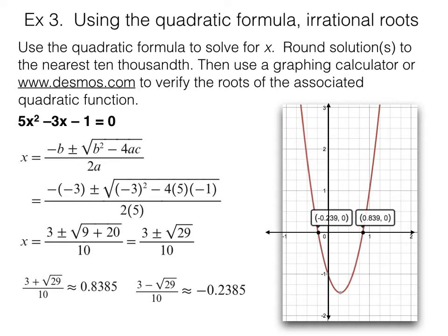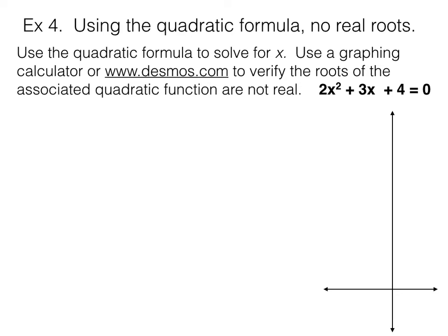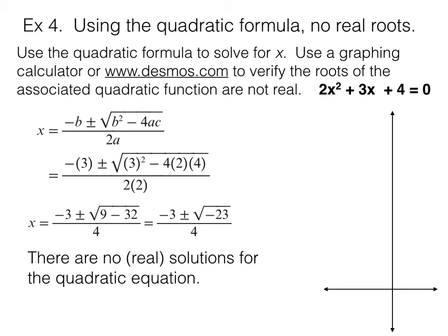Okay, will there ever be a case where there's no solution? And how do we determine that from the quadratic formula? Well, here we have a quadratic equation in standard form. a is 2, b is 3, and c is 4. So we can use our quadratic formula and substitute in our values and simplify. But notice underneath the radical is a negative. There is no real number which is the square root of negative 23. Therefore, there are no real solutions for this quadratic equation.